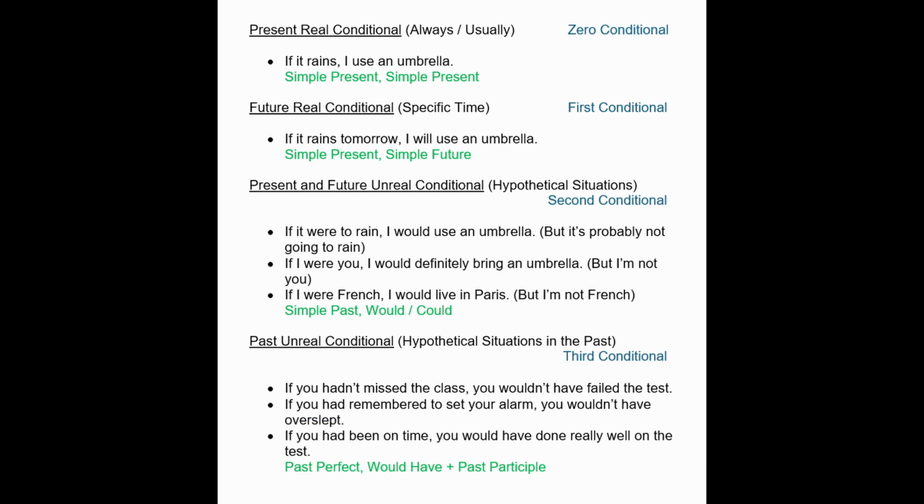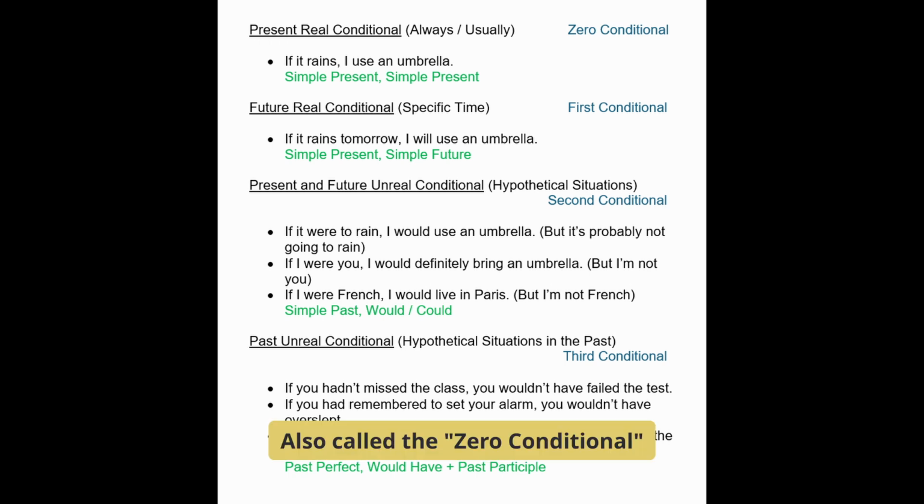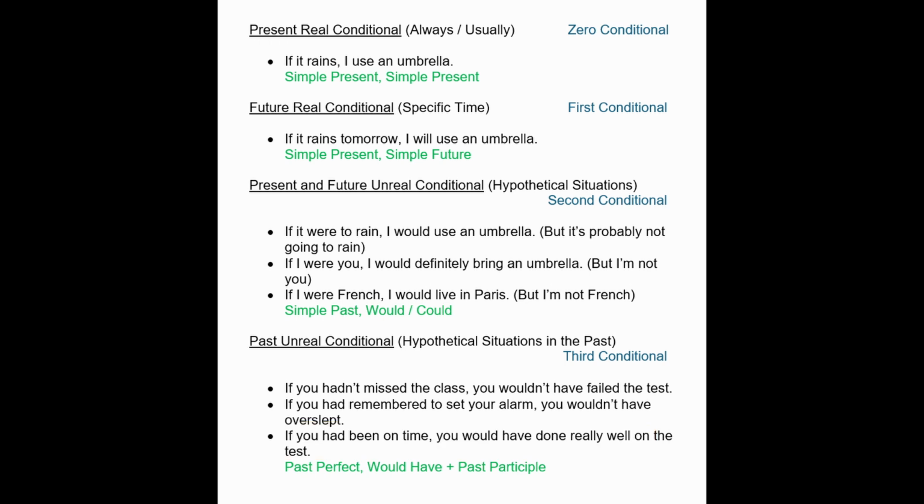There are four types of conditional. The first one is called the present real conditional. It's the same as the simple present. It's used for something that's always true or usually true. For example, if it rains, I use an umbrella. If it's cold, I wear a sweater. Do you notice, if it rains, that's the simple present. I use an umbrella. That's also the simple present. So the construction here is simple present, comma, simple present. That's used for situations that are always or usually true. So that's the first type.